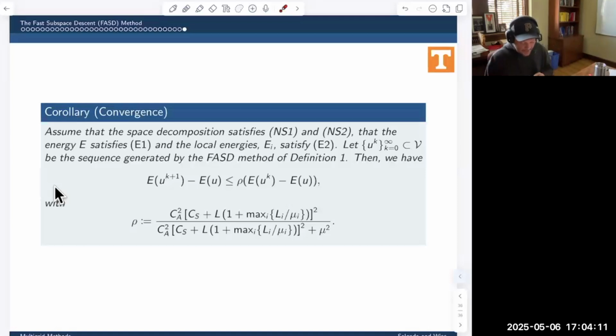But that's it for multigrid. That's it for the nonlinear stuff, and we are done. So we'll stop there and take your questions.